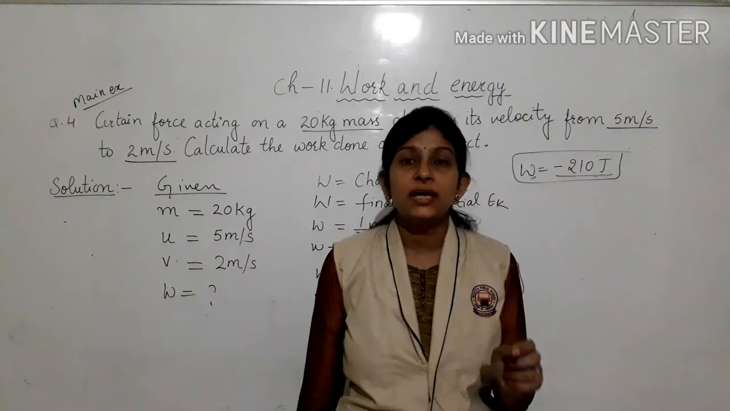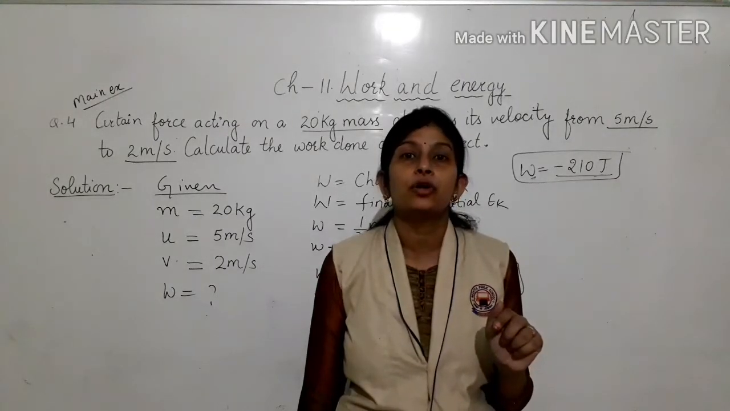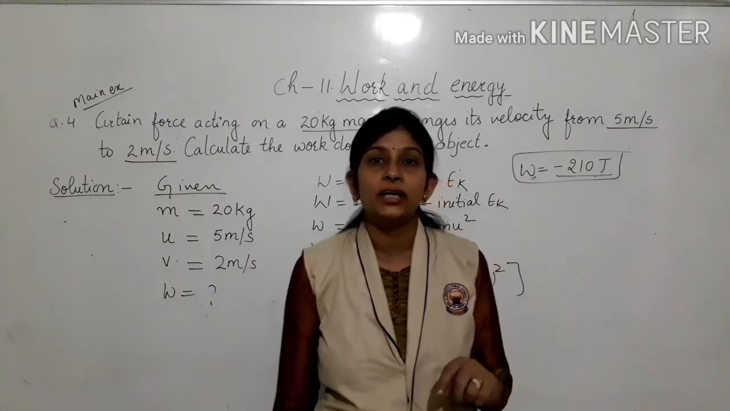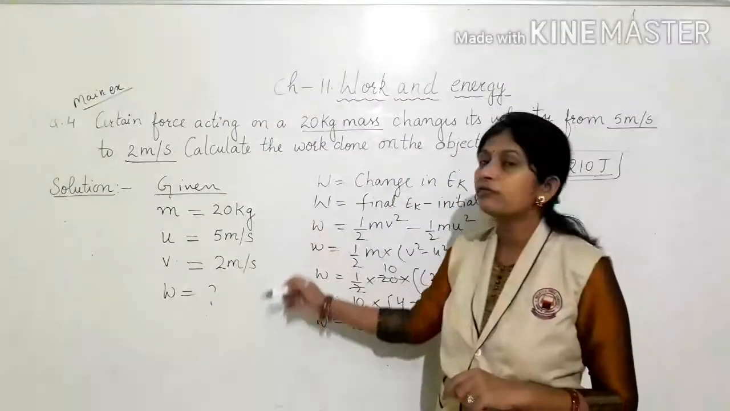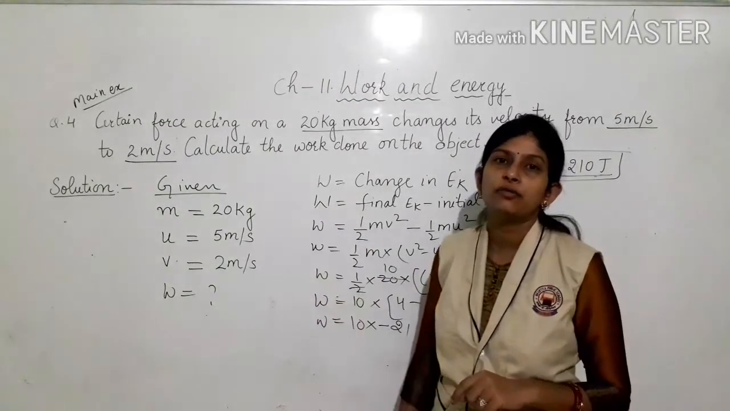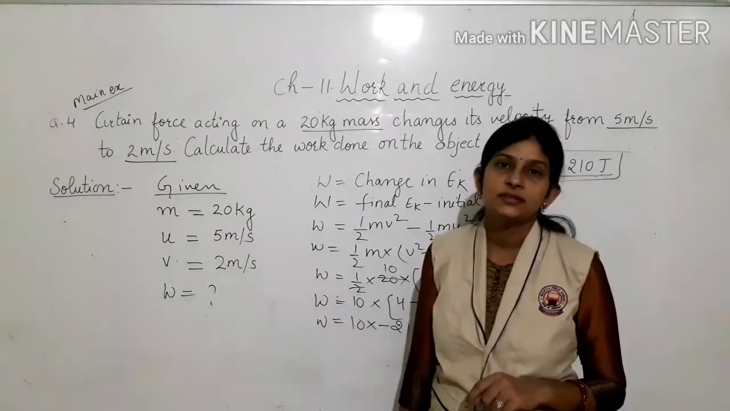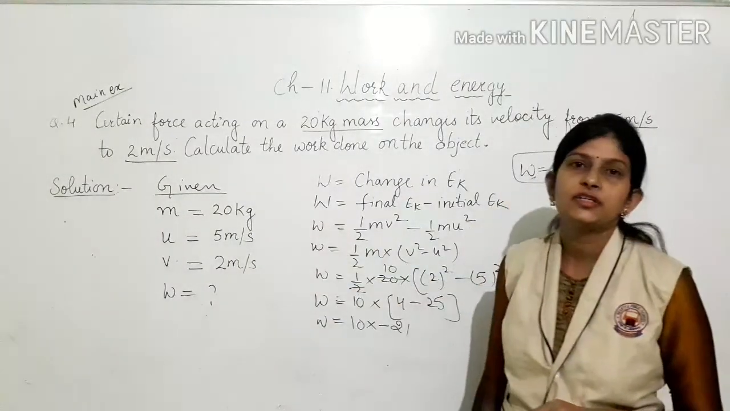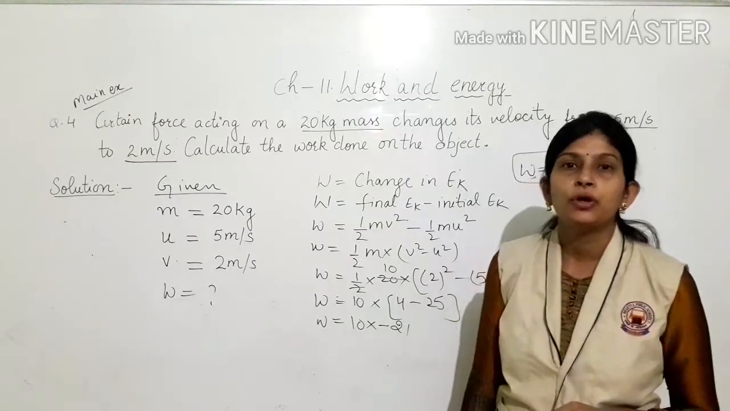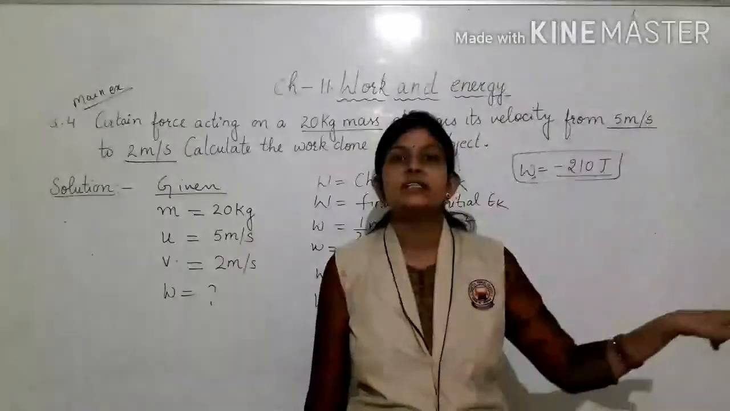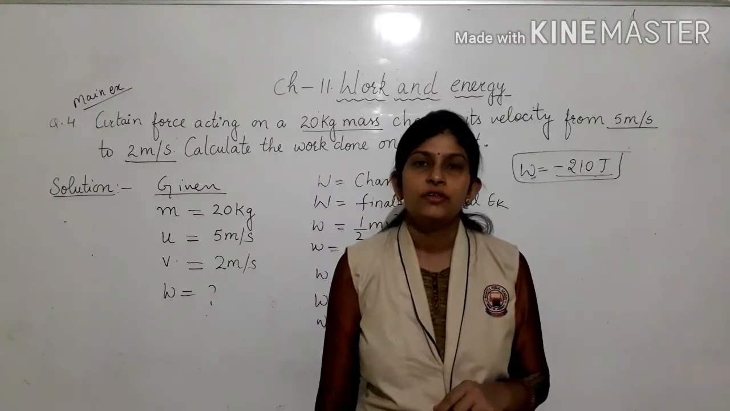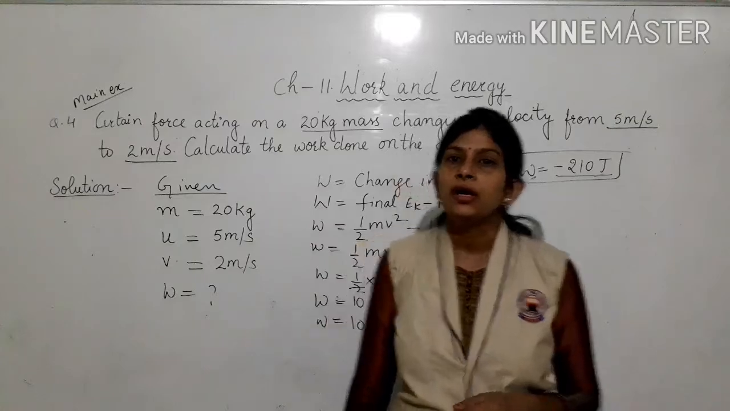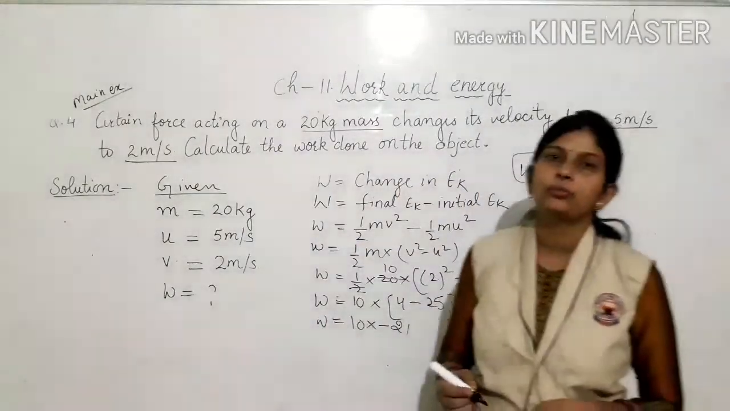So it shows that an opposing force is acting on the object, and we know that when an opposing force is acting on the object, then the velocity or kinetic energy of the object decreases. That is why here the velocity or kinetic energy of the object decreases, because an opposing force is acting on the object, which is opposite to the direction of the displacement of the object. So overall a negative work is done on the object.